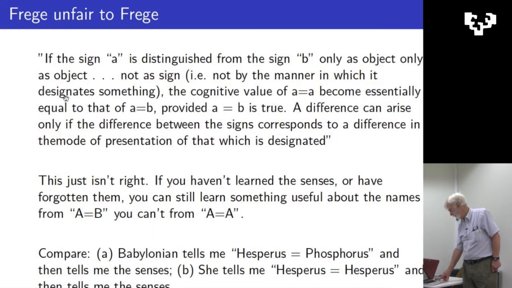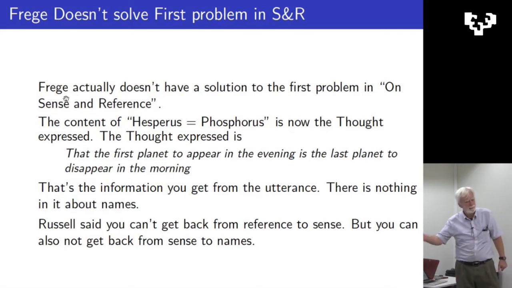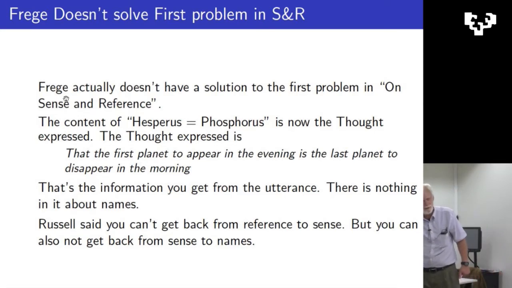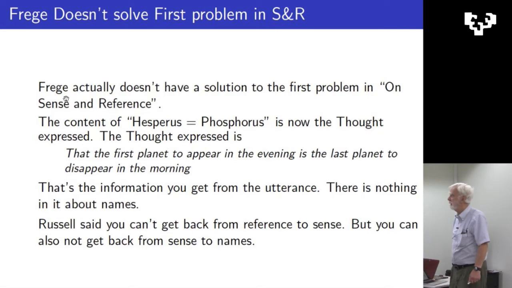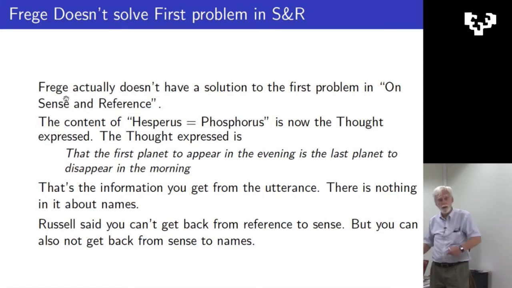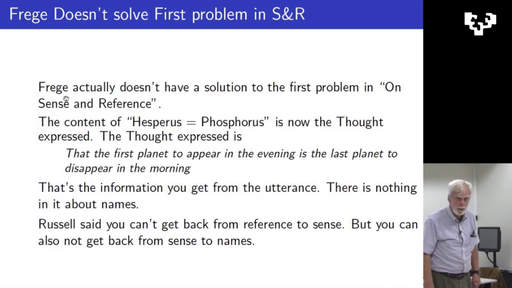Now, why does he give us this odd story that rejects the problem that motivated the Begriffsschrift, which he just told us a falsehood about? Well, my answer is he does not have a solution in On Sense and Reference to the original problem. There's nothing in the sense and reference theory that explains how, when I tell you Hesperus is Phosphorus, you learn that Hesperus and Phosphorus co-refer.